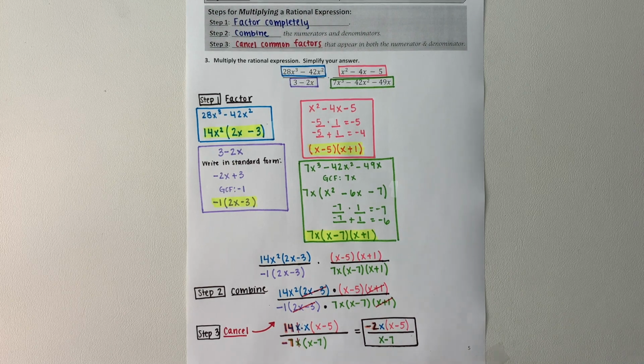Now you could write this final answer a couple different ways. You could take this negative and move it out front. If you'd like to take an extra step, you could distribute the negative 2x, and you would be correct, but that's an extra step and it's not required.